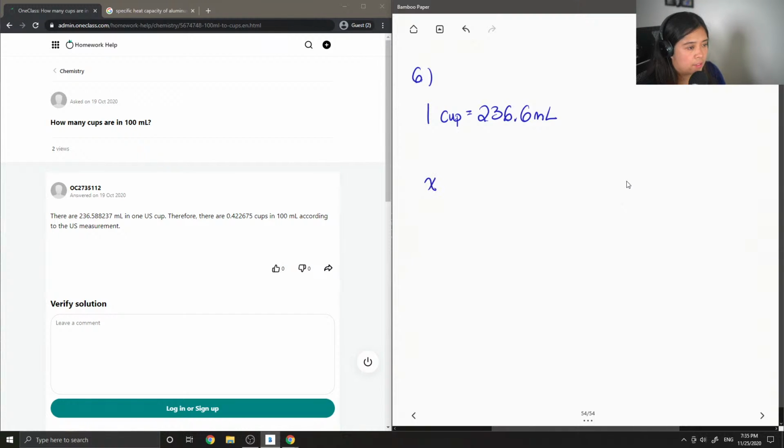So now let's solve for how many cups are in 100 mils. First I'm just going to write my unknown, x cups over 100 mils is equal to my conversion factor, in the same order, 1 cup divided by 236.6 mils. So now I'm just going to solve for x. I'll multiply both sides by 100 mils.